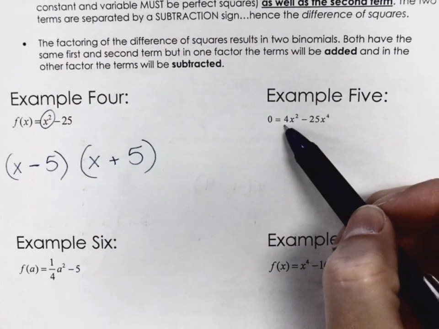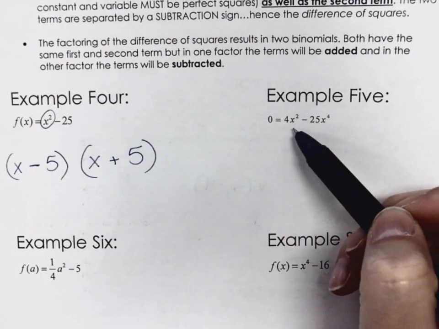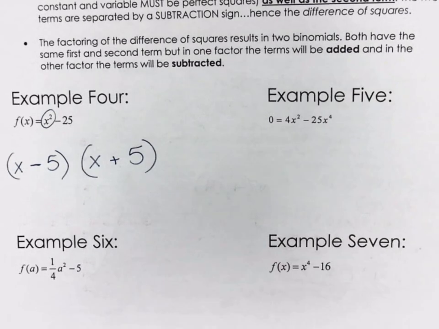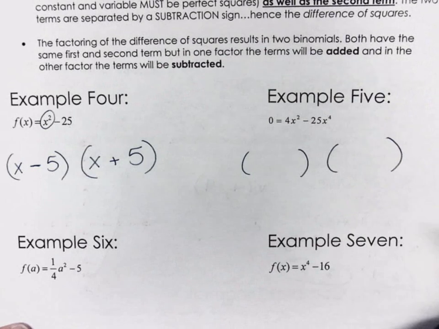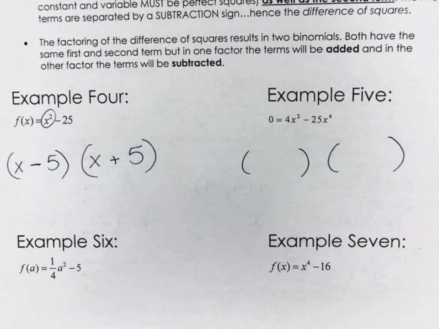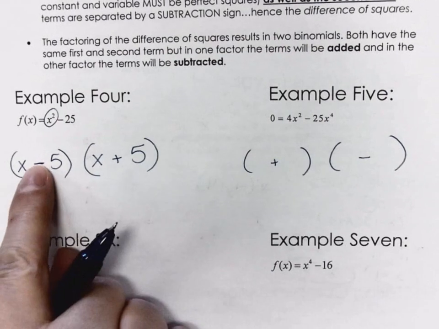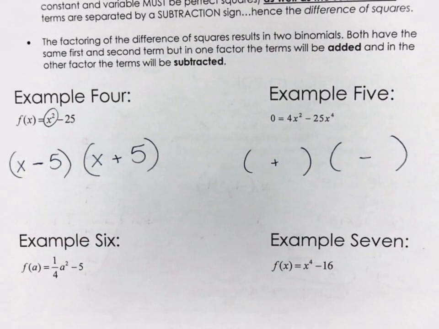Is this a perfect square? Is 4 a perfect square? Is x squared a perfect square? Is 25 a perfect square? Is x to the exponent 4 a perfect square? Yeah, it is. Good job. Okay, so again, if everybody's a perfect square and they're separated by a subtraction sign, I'm going to have two binomials. One's going to be an add, one's going to be a subtract. Notice I did subtract first and then add. You can switch those up. It doesn't matter, just as long as one's positive and one's negative.